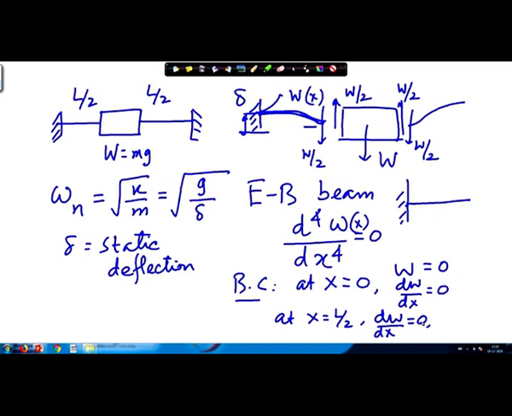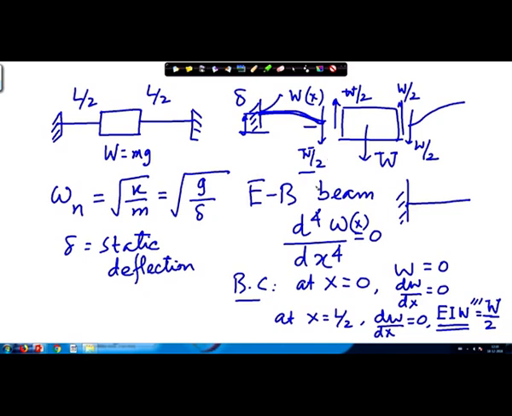And another boundary condition comes in the form of the shear force, and here it is that EI times the third derivative of W is equal to the weight of this one. This is the shear force, and we have seen that the shear force is equal to W by 2, which is the weight acting at this point.